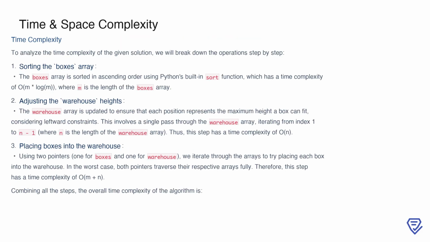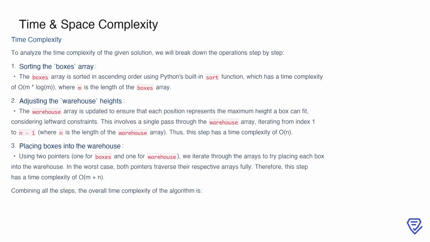To evaluate the time complexity of the solution, we can break it into 3 primary operations. First, we sort the boxes array in ascending order. This sorting uses Python's built-in sort function, which operates with a time complexity of O(m log m), where m is the number of boxes.